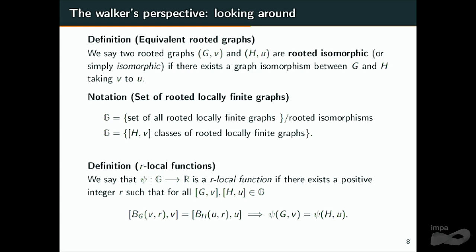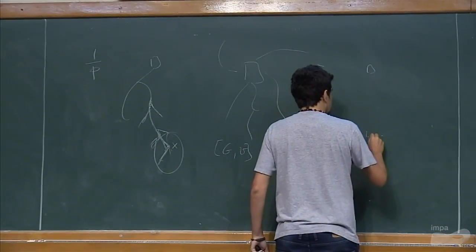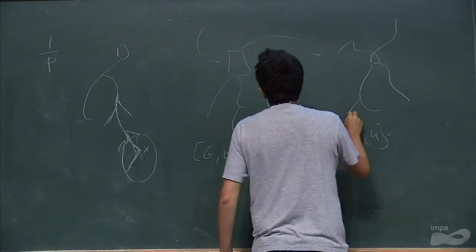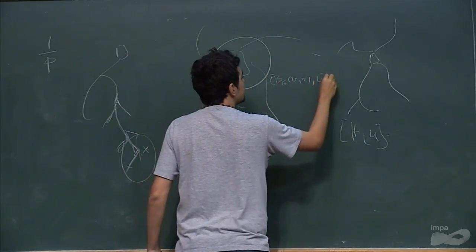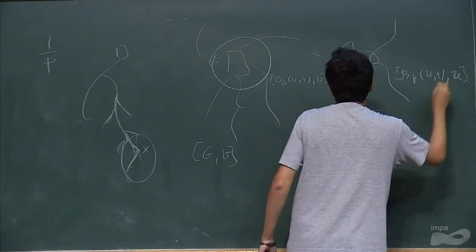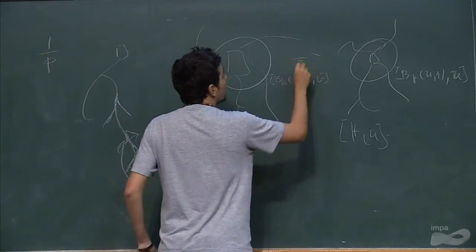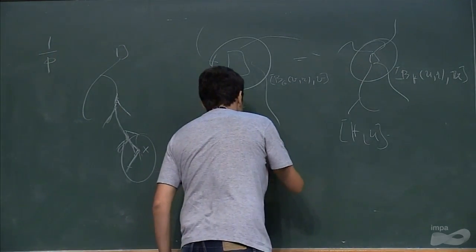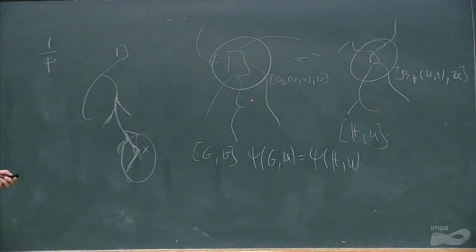What is happening here? So suppose we have two rooted graphs. They may be very complicated. So here is G, rooted at V, and here we have H, rooted at U. But then we have the ball around the root of radius R, rooted on V, of course, and the same here for U. So if these two neighborhoods are the same, then the function psi takes the same value, so psi of (G, V) is the same as psi of (H, U). So actually this kind of function only cares about what happens around the root of the graph.